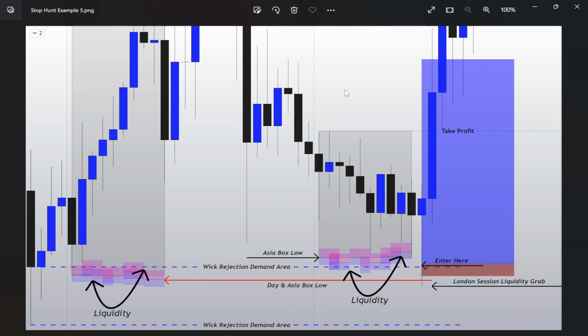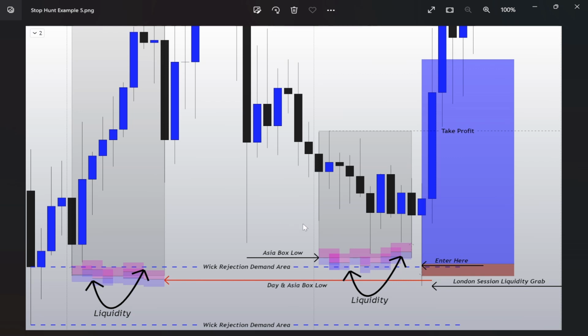This gray section here is also the Asia session, which means that the candles between 10 p.m. and 7 a.m. have been summarized in one gray area, this box. If you want to know what indicator I used to summarize the Asia session, make sure that you leave me a comment in the comment section.